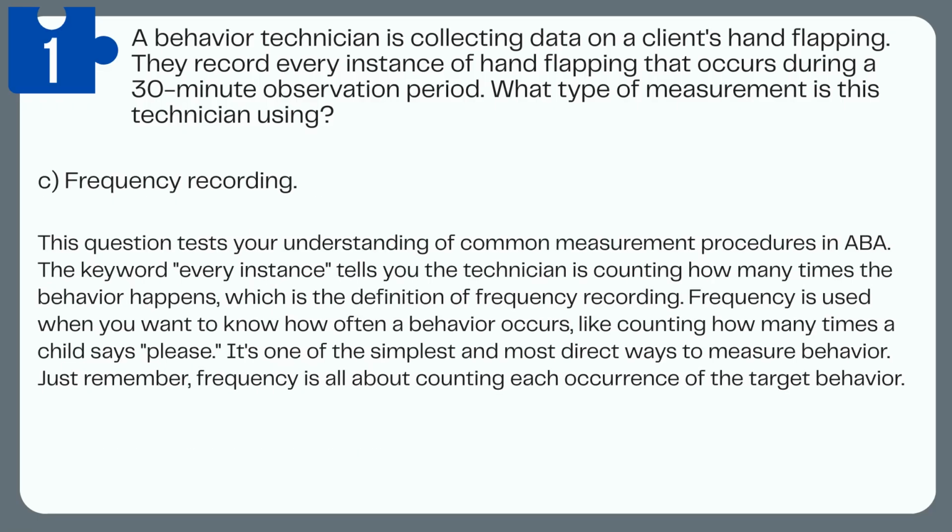Answer: C. Frequency recording. This question tests your understanding of common measurement procedures in ABA. The keyword every instance tells you the technician is counting how many times the behavior happens, which is the definition of frequency recording. Frequency is used when you want to know how often a behavior occurs, like counting how many times a child says please. It's one of the simplest and most direct ways to measure behavior. Just remember, frequency is all about counting each occurrence of the target behavior.